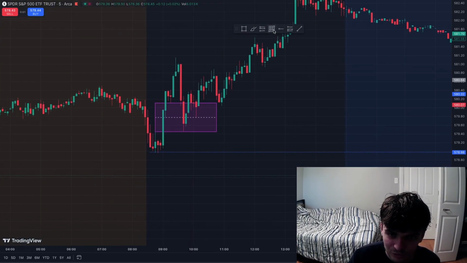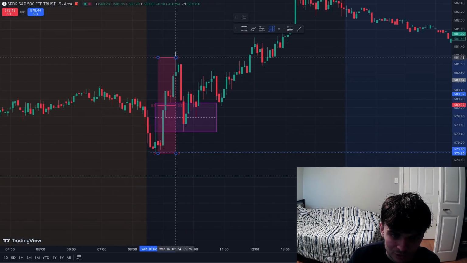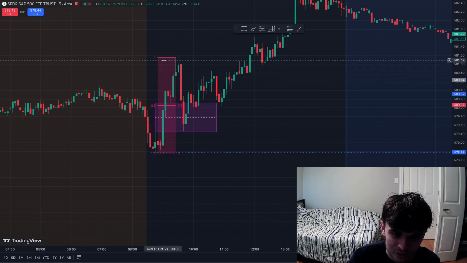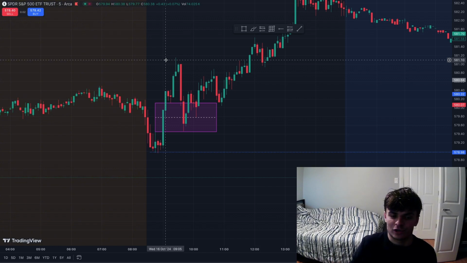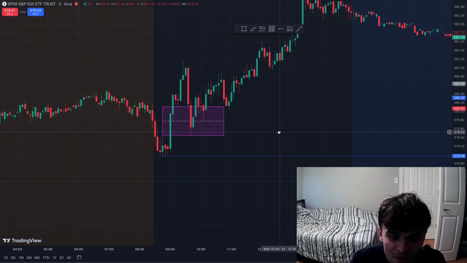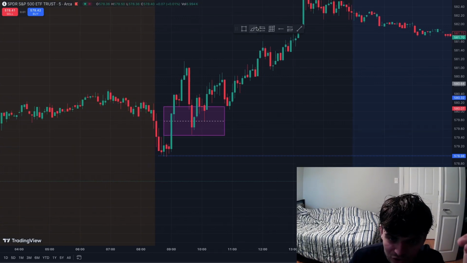Could have also used equilibrium here from the low to the high. This was your 50% point. So you're buying the fair value gap is within your discount. It's extra confirmation off a liquidity sweep. I would have entered my position. This is literally a trade that I would have took.